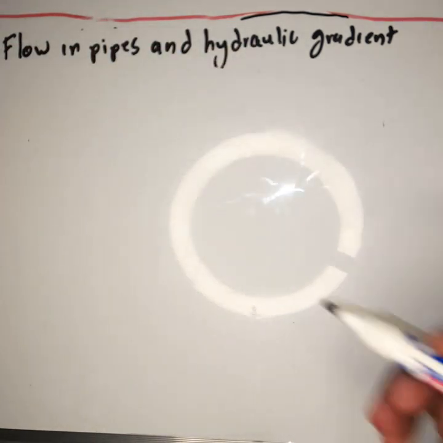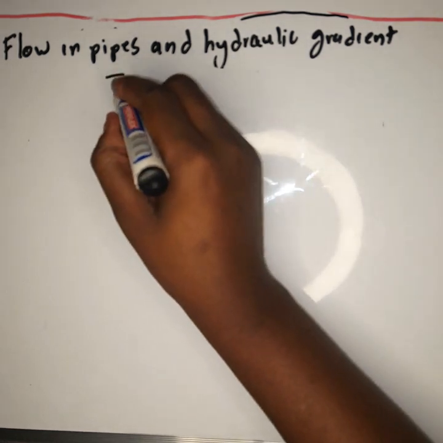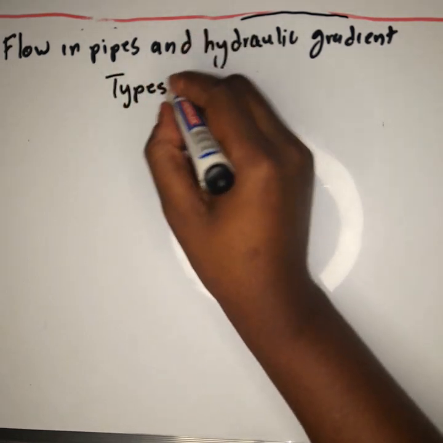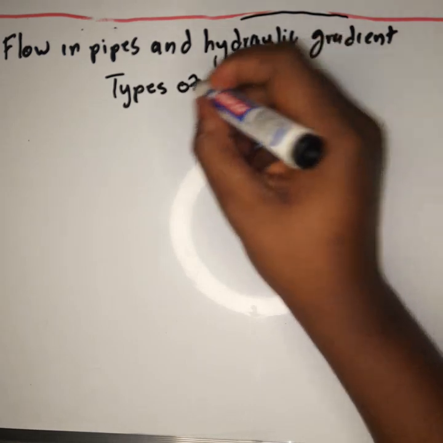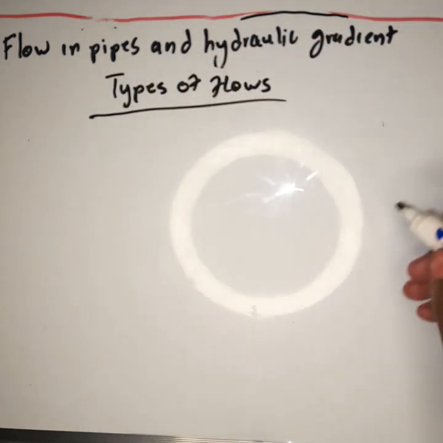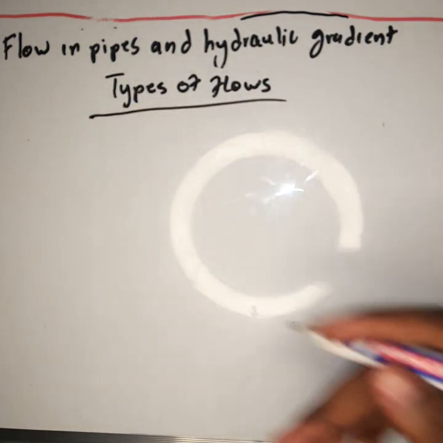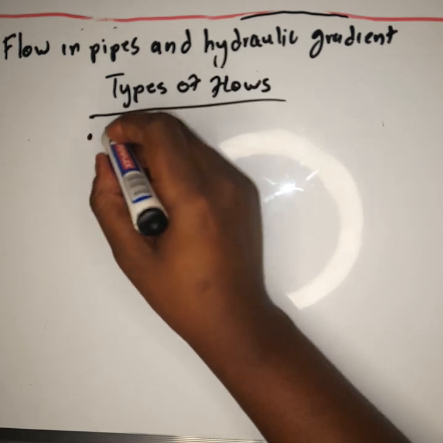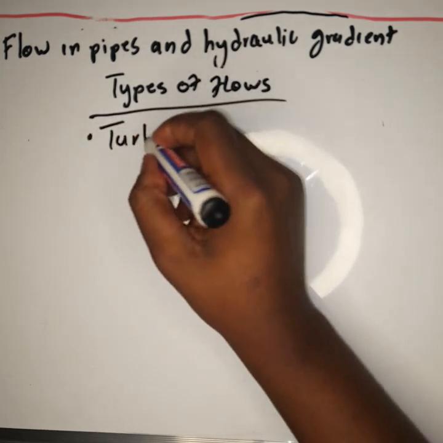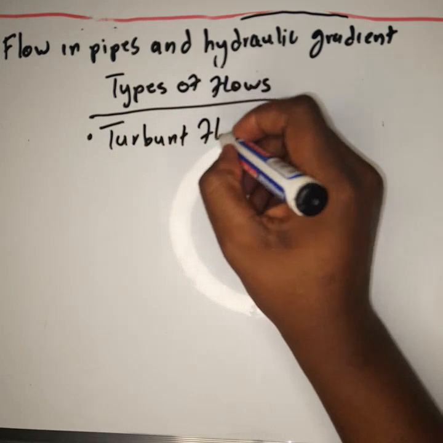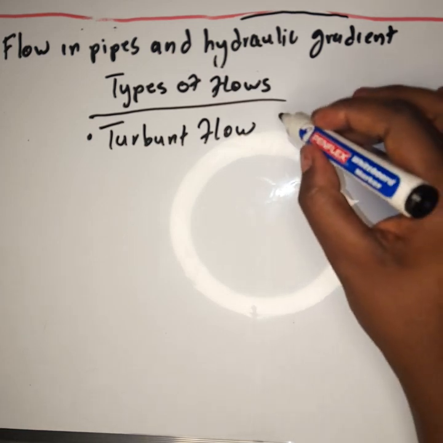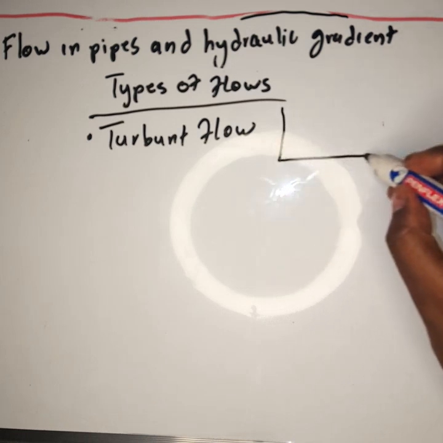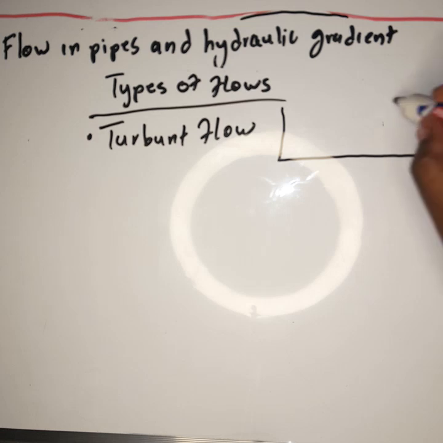We have types of flow. We must know the types of flow. Good. Then let's start. We have this type of flow which is called the turbulent flow. I hope you still remember this. Let us do just a sketch here to demonstrate the turbulent flow.